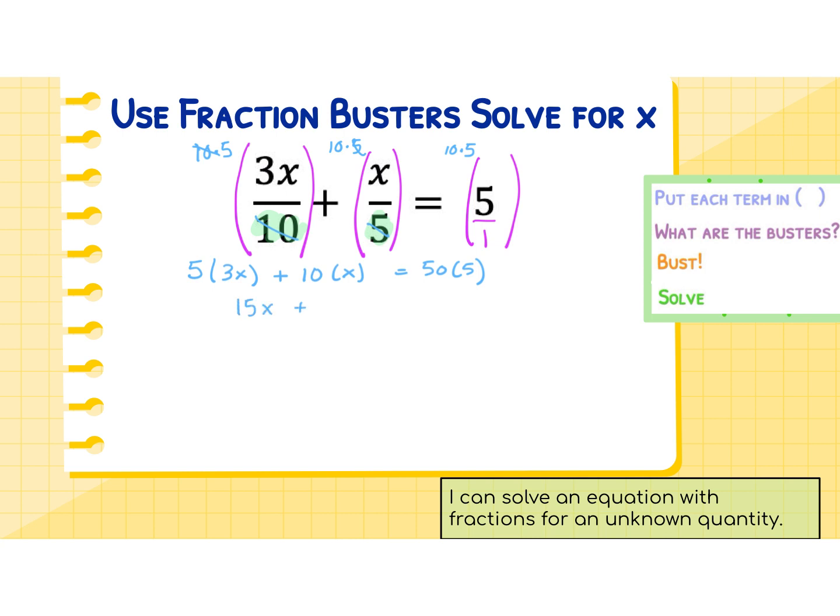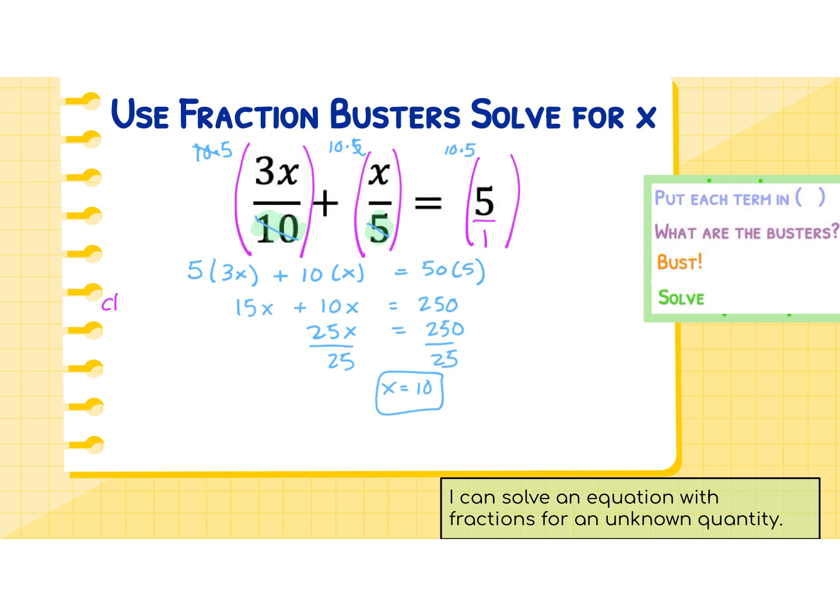15x plus 10x is equal to 250. We're going to add the 15 and the 10 to get us 25x is going to be equal to 250. We divide by that coefficient of x, and we get x is equal to 10, which feels like a very nice number, but let's go ahead and check to make sure that we did it correct.